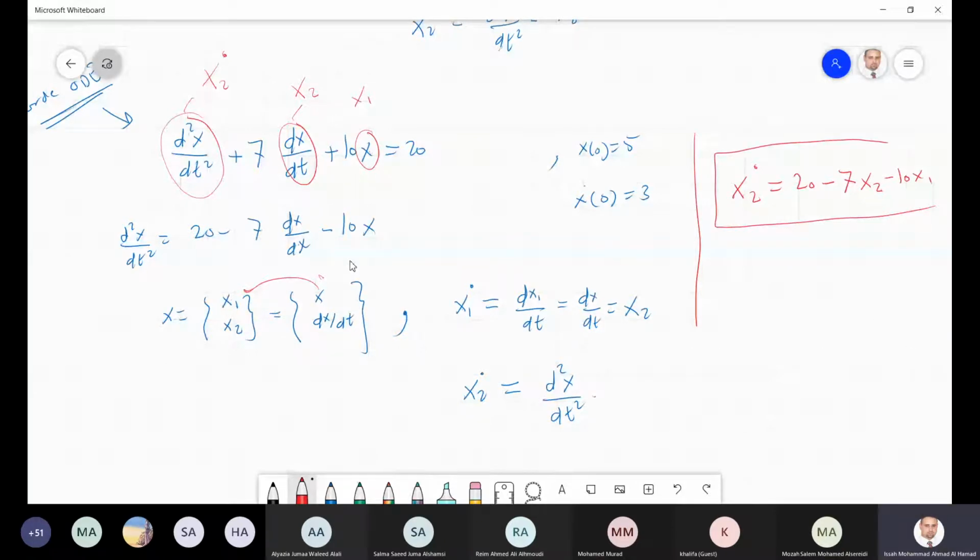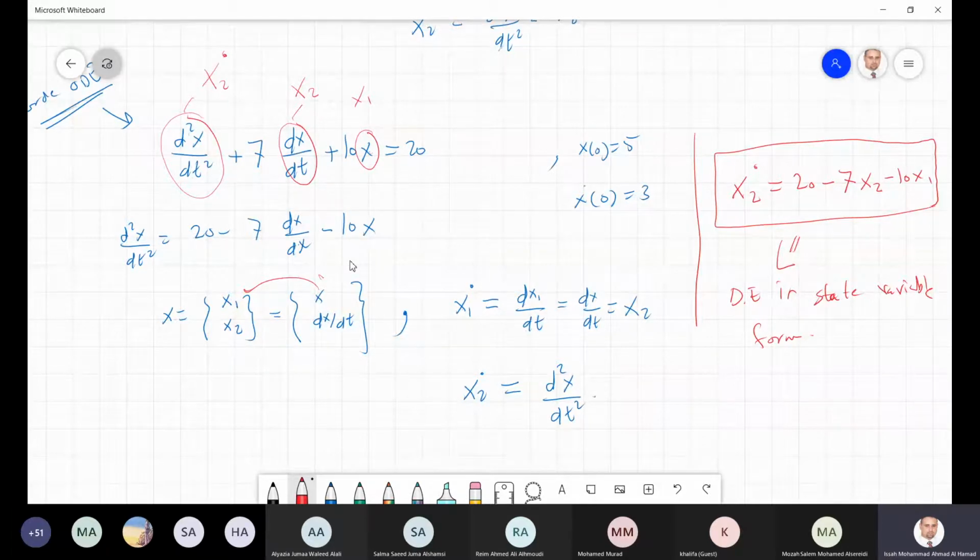Clear? If you write the differential equation in a state variable form, you have done most of the work. I mean, more than half of the work is done. Now you just need to define x2 dot and x1 and x2. Clear? Let's go back to Matlab and see how we can do this. Any questions about the state variable form?